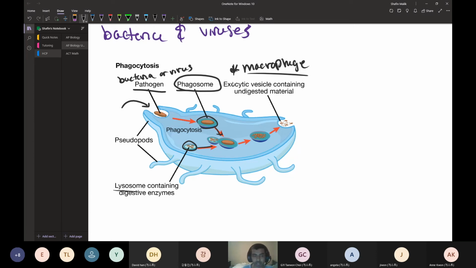And then the digestive enzymes in the acidic environment will break down the bacteria into millions of pieces, and it's dead at that point. It is completely dead. And then the cell will just send the waste products back out. Okay, and just like that, this white blood cell killed a harmful bacteria during an infection.